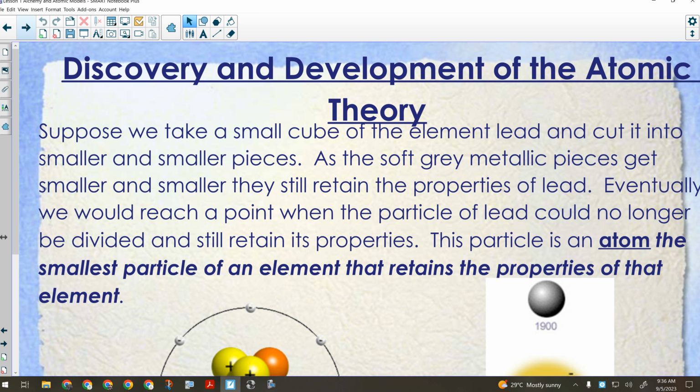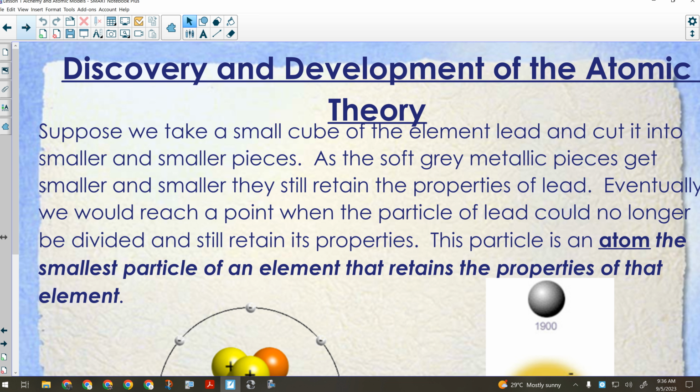If I could see them, they would look different. They would have different properties. They would have different numbers of protons, neutrons, and electrons, because they are different elements, but they still retain the properties of lead, a soft silvery metal, and oxygen, a colorless, odorless gas. They would still have those properties, but I couldn't make them any smaller.